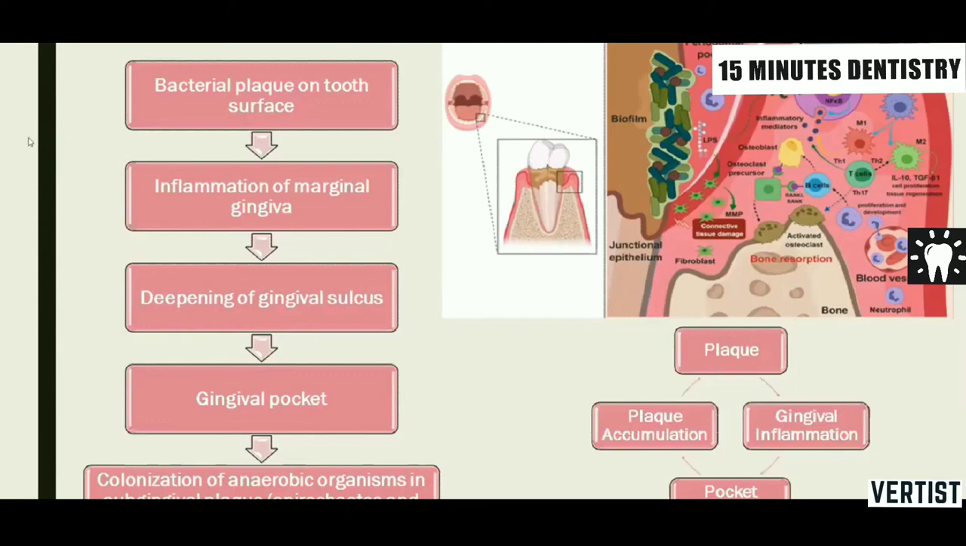Now here you can see the diagram which shows a periodontal pocket which is formed. Here you can see the plaque which is present in the periodontal pocket. This is the pocket wall, this is the connective tissue, and this is the bone.